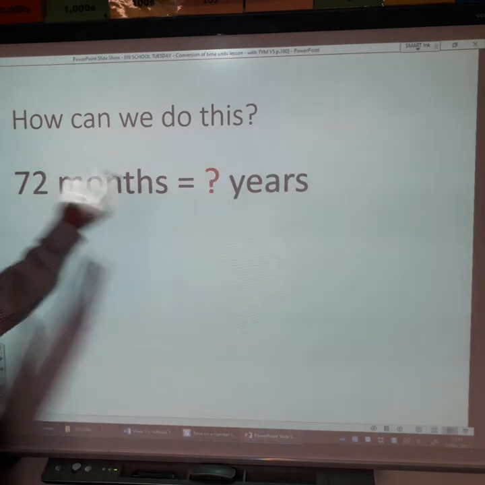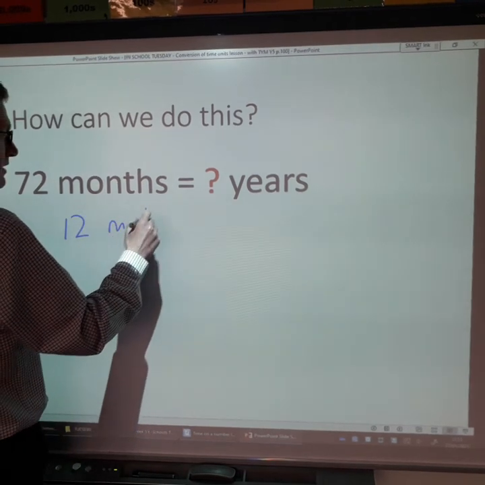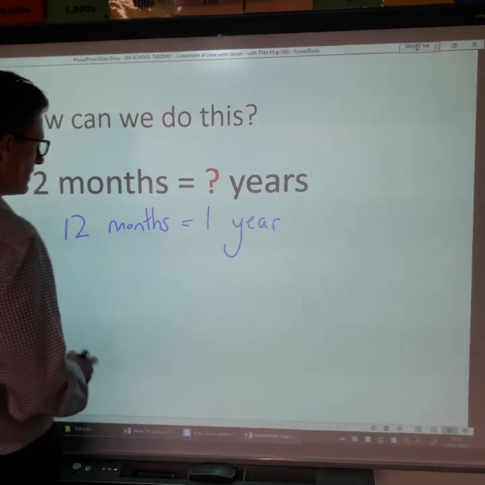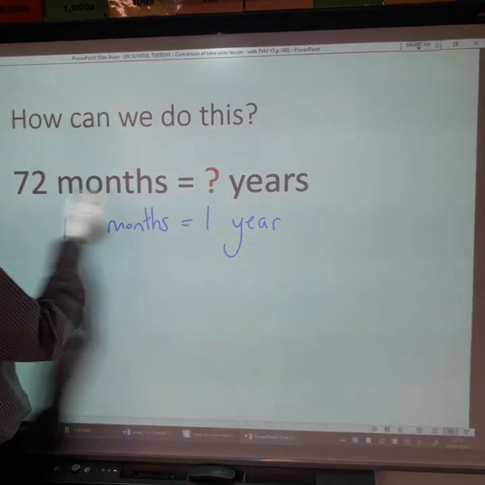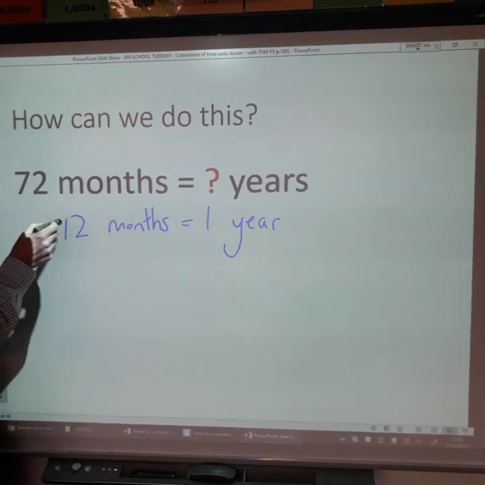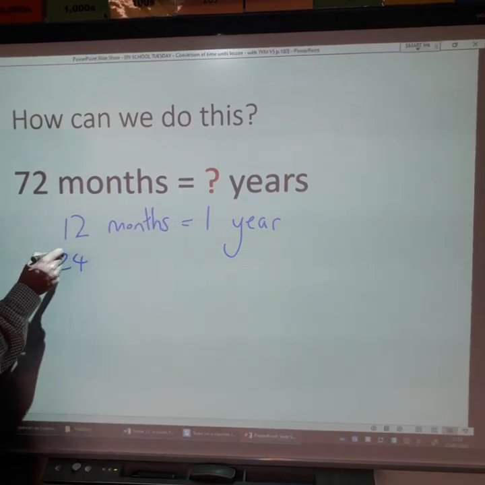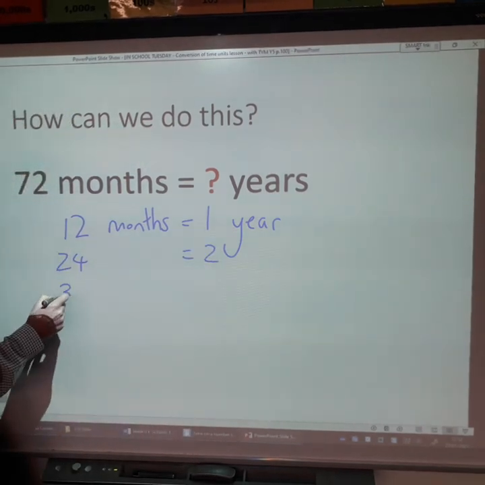How many months in a year? Try and write down your fact every single time. So we know, and we've written this down somewhere, that there are 12 months in a year. Then basically, we're trying to think, well, how many years will I need to get to 72? Well, what I could do is I could just count up in 12s. So if there are 12 months in 1 year, there are going to be 24 months in 2 years, and then carry on counting in 12s.